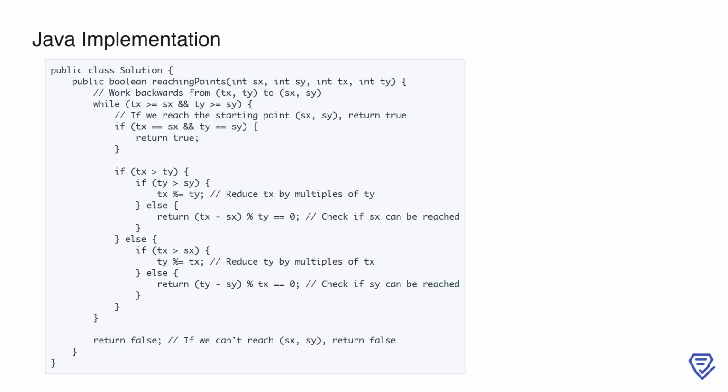This is the complete Java implementation for LeetCode problem number 780, Reaching Points. The logic mirrors the Python solution, working backward from tx, ty to sx, sy. The key difference is the use of Java syntax with explicit type declarations and the class structure. The code utilizes modular arithmetic to efficiently reduce the larger coordinate until it matches the target or becomes unreachable.